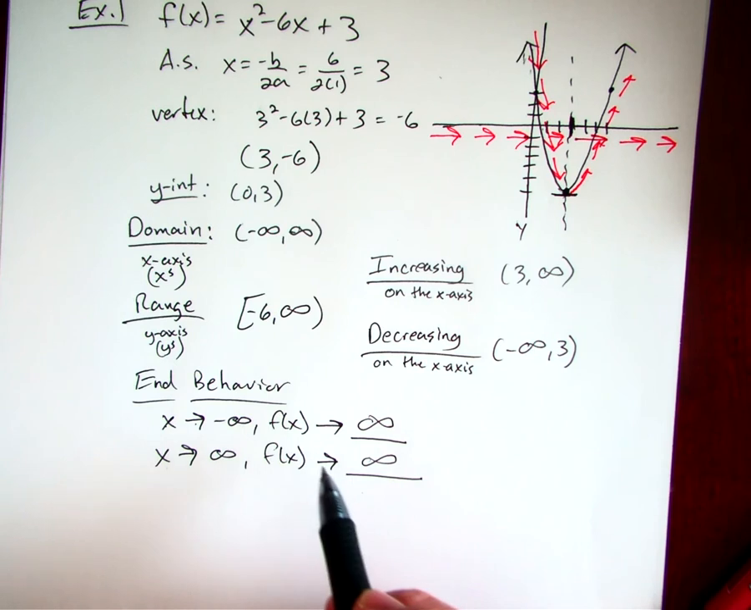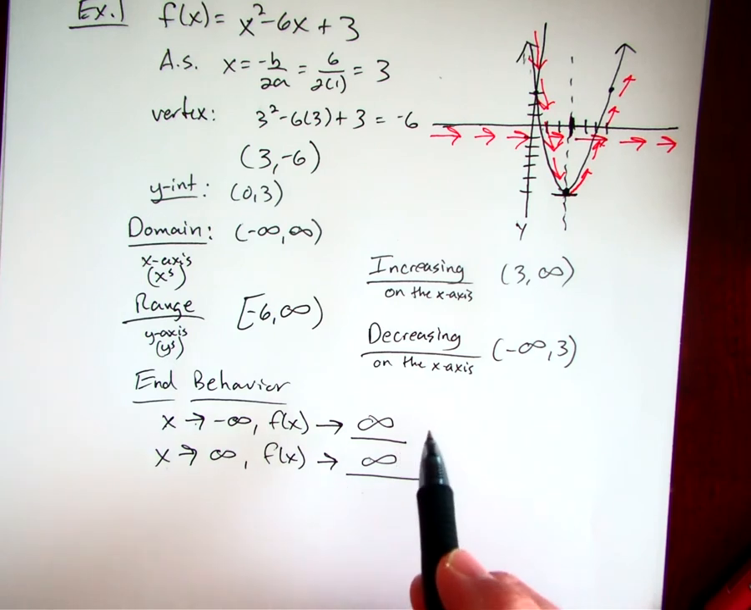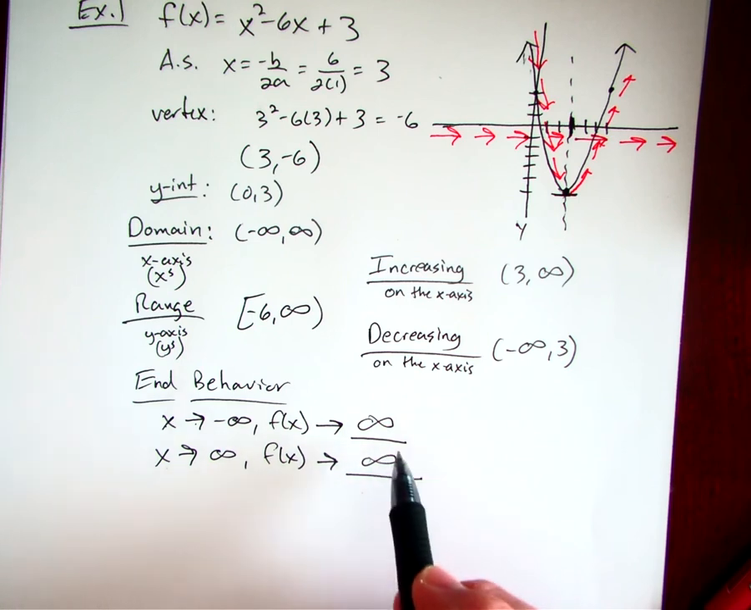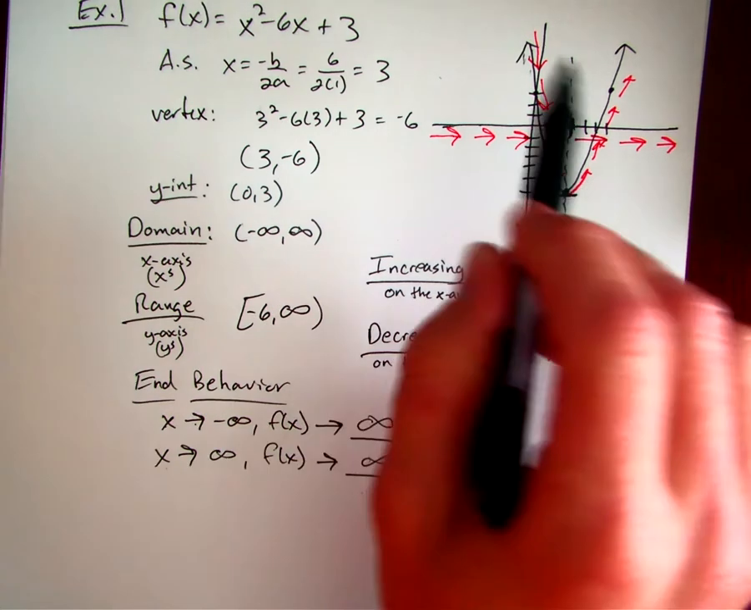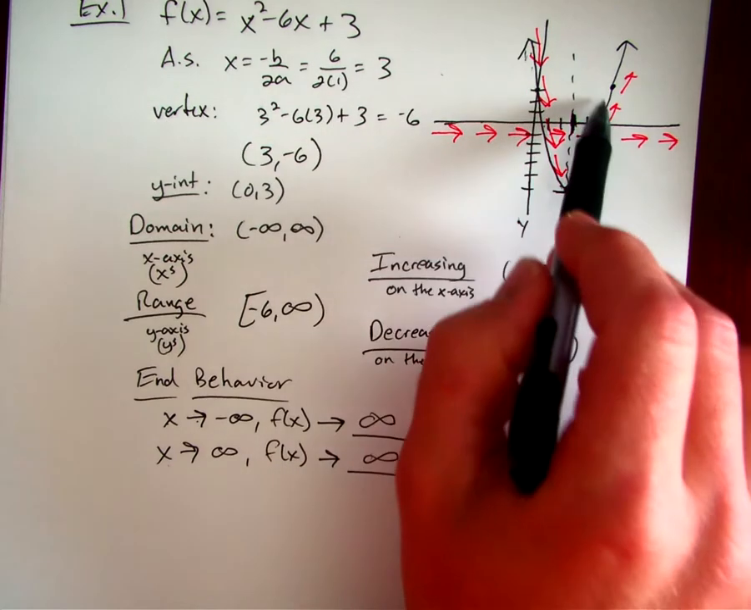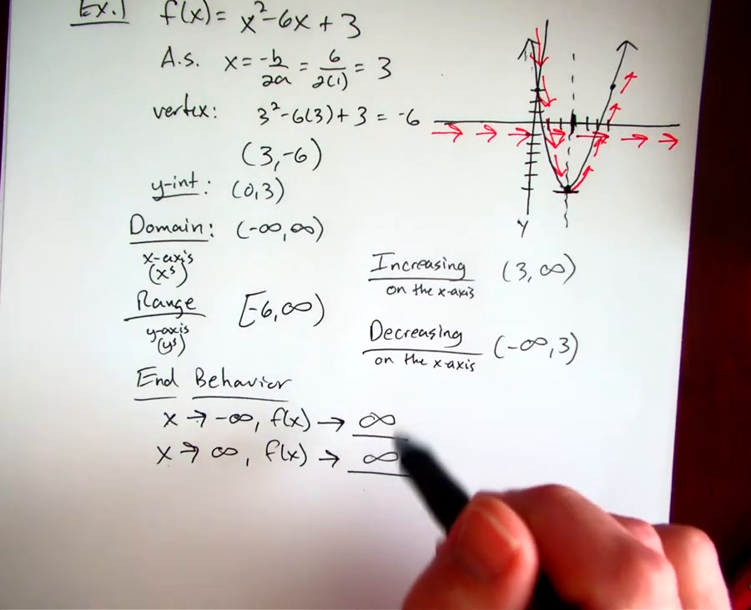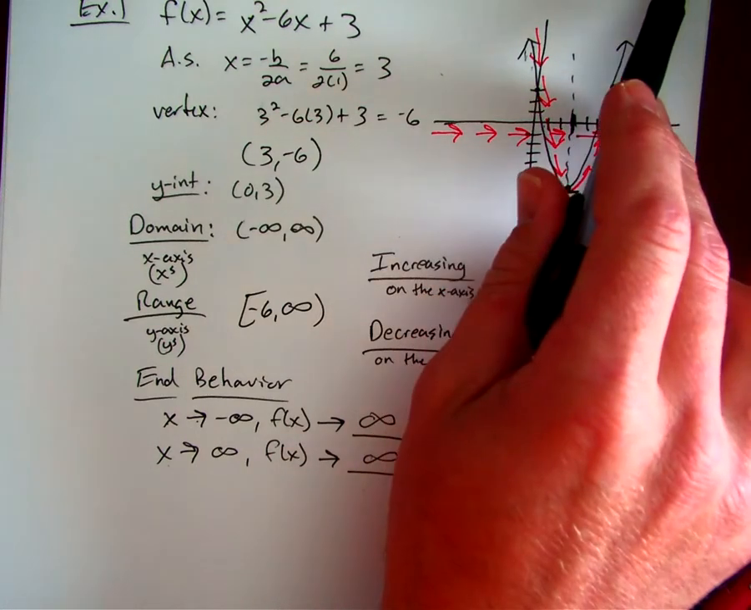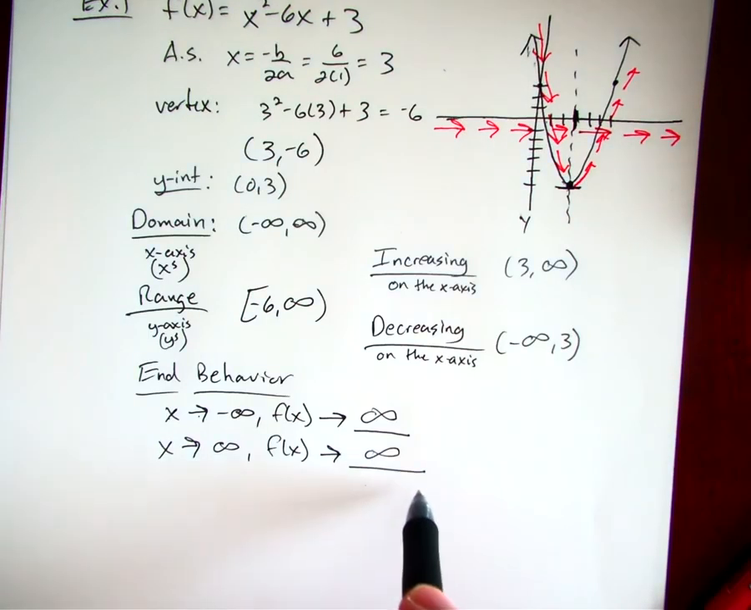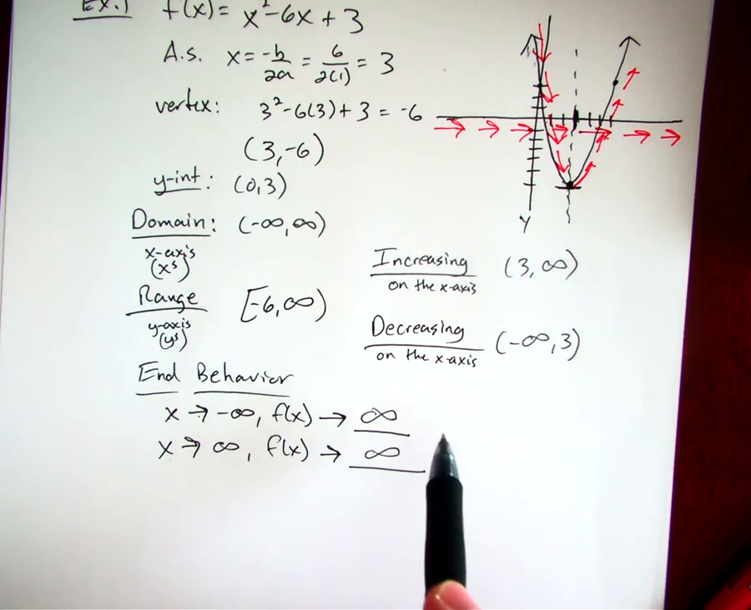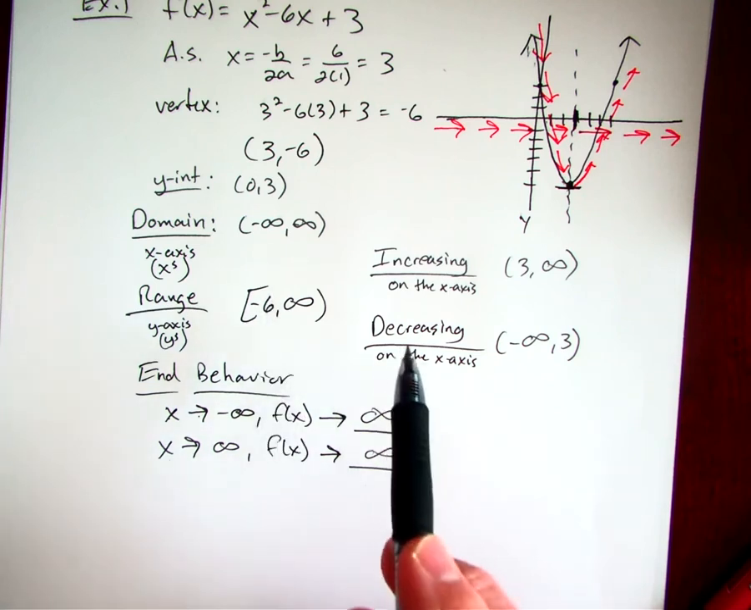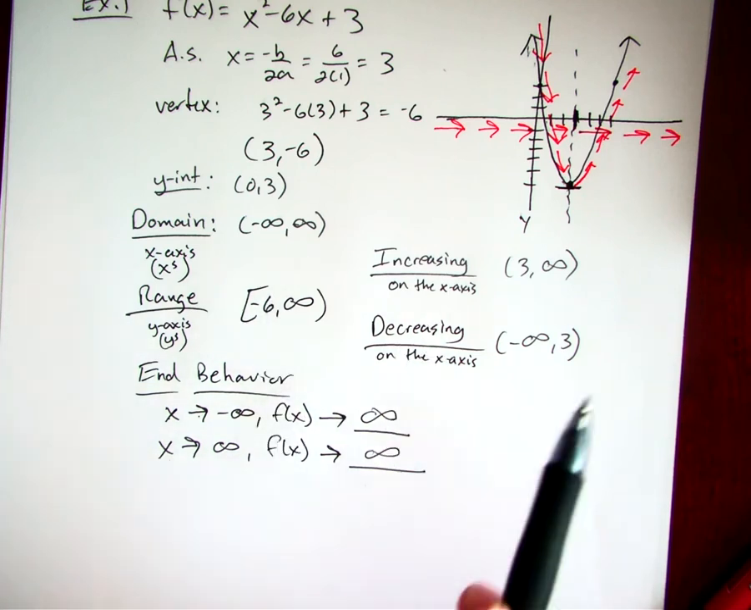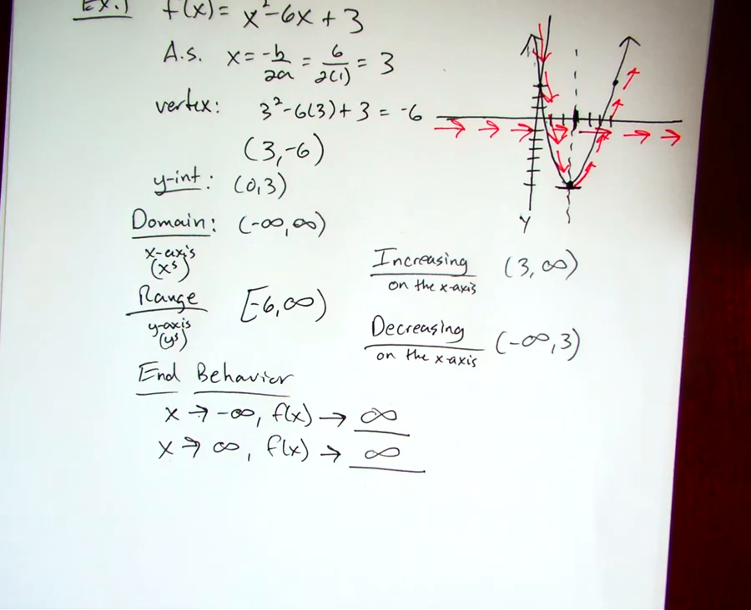We'll do end behavior more when we start doing polynomials of higher order like cubes, fourths, fifths, and all that other fun stuff. But for now, you can essentially bet that if the parabola opens up, both of these are going to be positive, because the left side is going to positive infinity and the right side is going to positive infinity. So those are the characteristics of the parabola that we've added to the puzzle: domain, range, increasing, decreasing, and end behavior. Let's do another one of those.